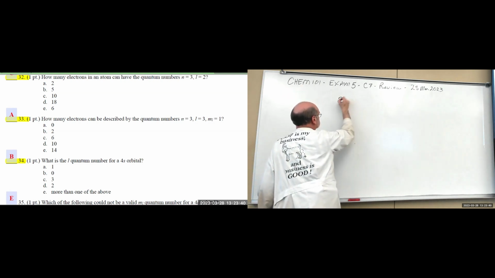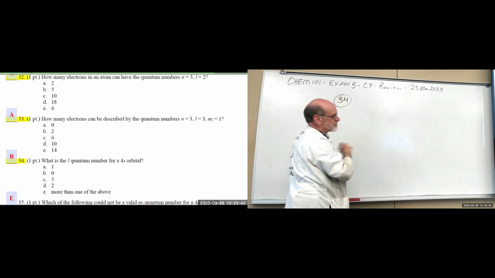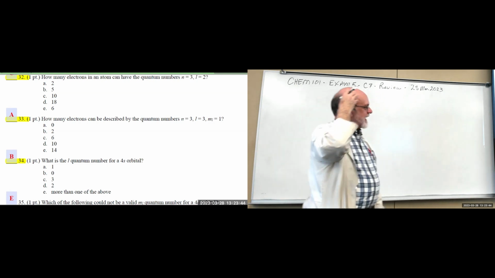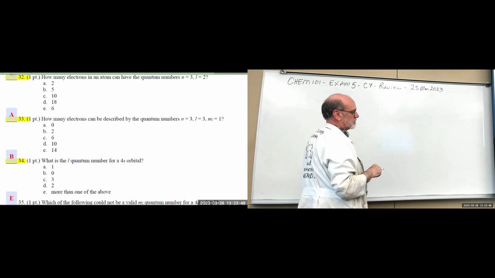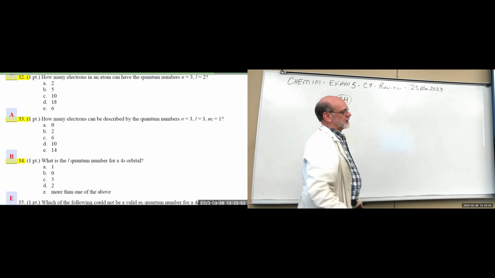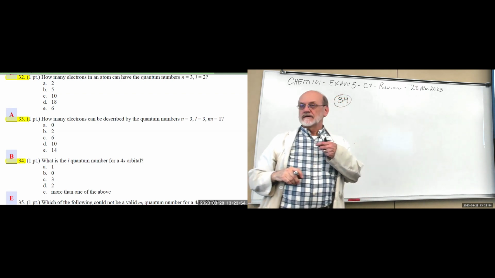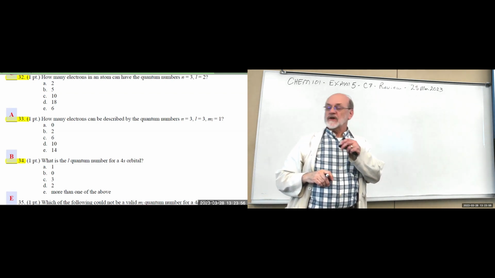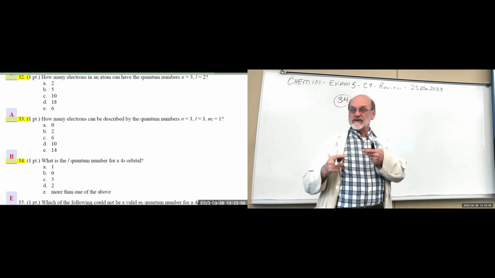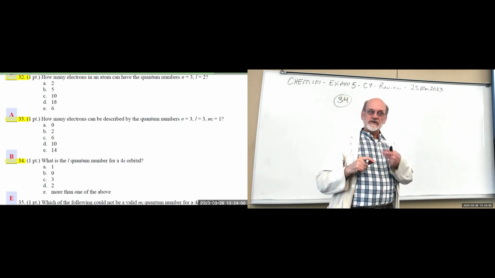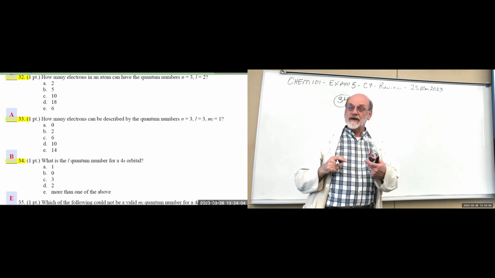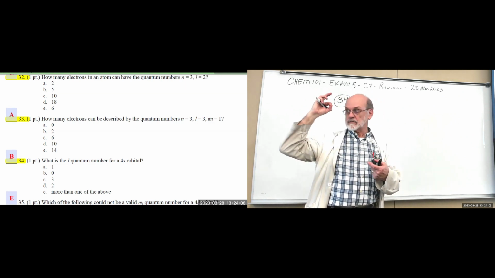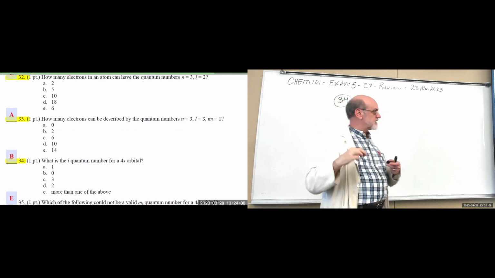34. What is the l quantum number for a 4s orbital? The quantum numbers are given letters, right? So what's the number of l that is s? 0. All s's are zeros.